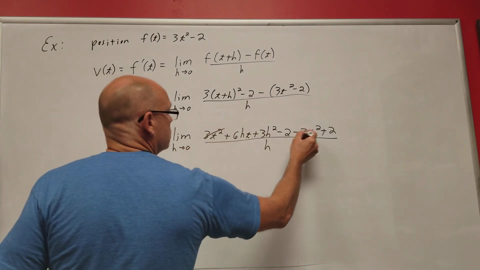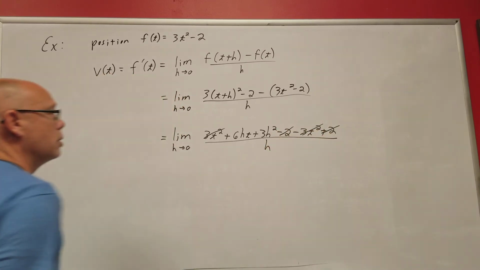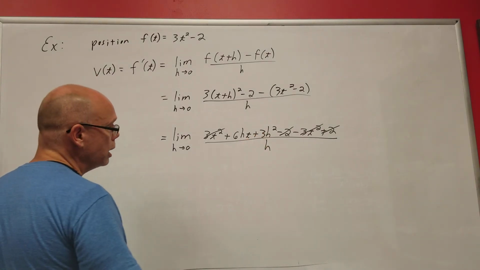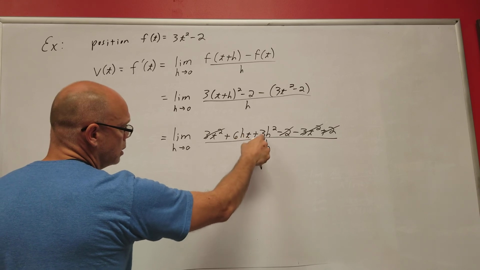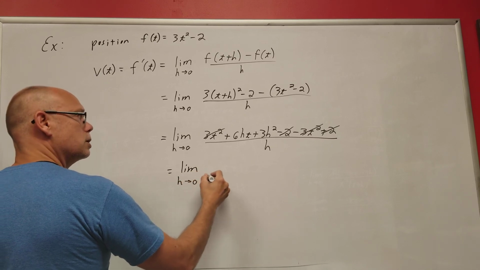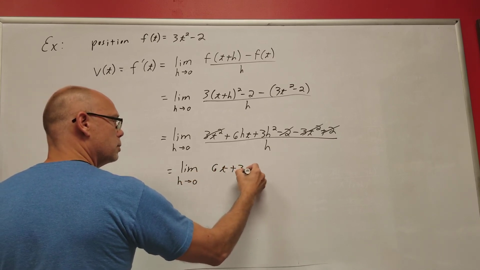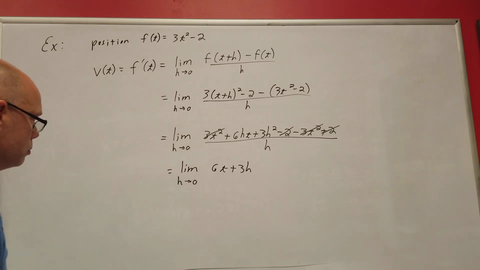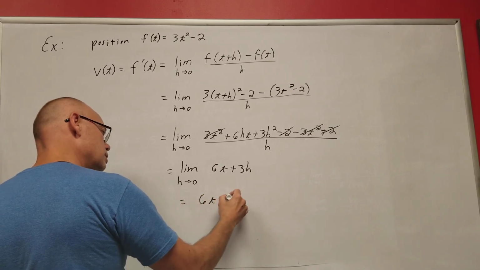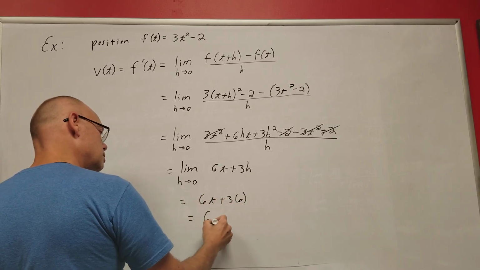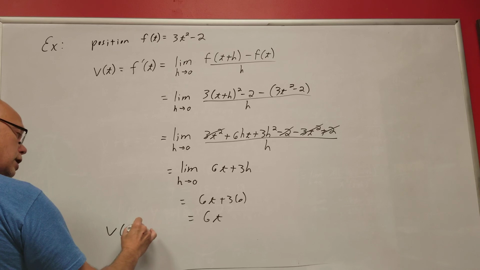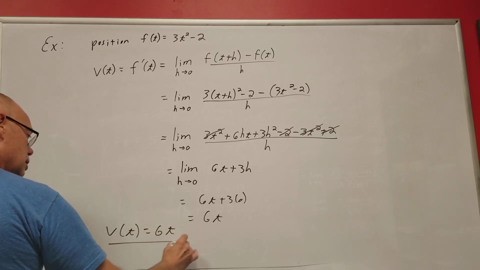All right, here, these two terms zero out. These two terms zero out, right? So I'm left with 6ht plus 3h squared in the numerator. And I can divide each one of these terms by this h in my denominator. So that leaves me with the limit as h approaches 0 of 6t plus 3h to the first. Now evaluate this at 0, the h value anyway. 6t plus 3 times 0 is equal to 6t. So what is my velocity function? My velocity function v of t is equal to 6t.